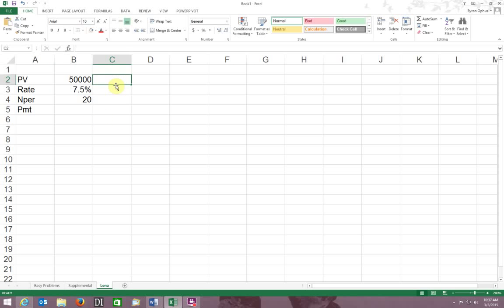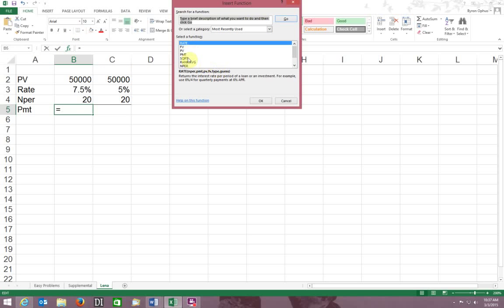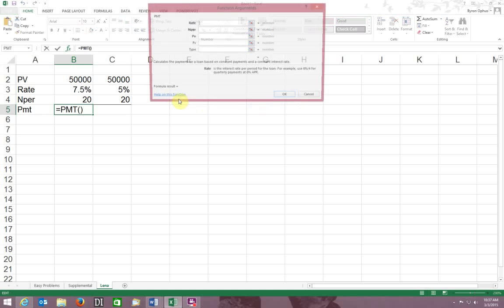Okay, and my proposal would still be a $50,000 loan, and my rate is going to come down to just 5%. We'll say it's still going to be 20 years, so the only thing that's changed there is the rate. So I can do a little calculation here and come up with my payment. Calculate for payment. There it is.